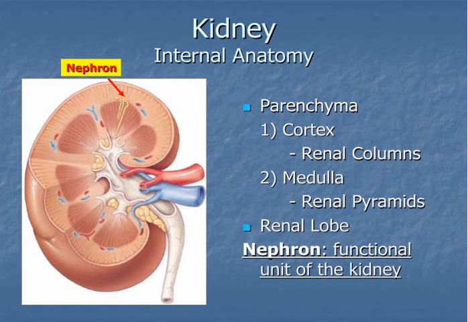Within the interior of the kidney, branching. So nephrons are the functional unit of the kidney, and they are found both within the cortex tissue and also within the medullary tissue. And we'll talk about the functions of nephrons here in just a couple slides.